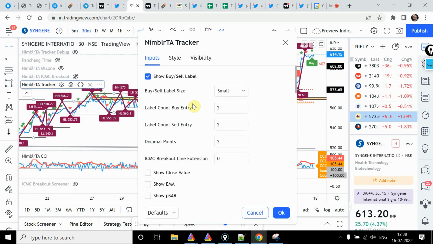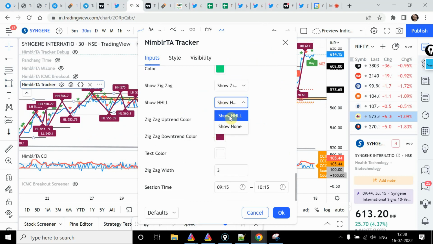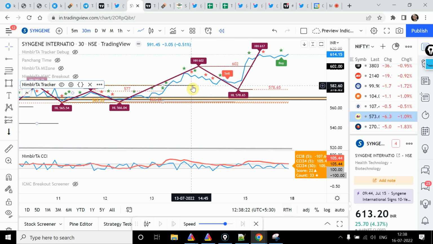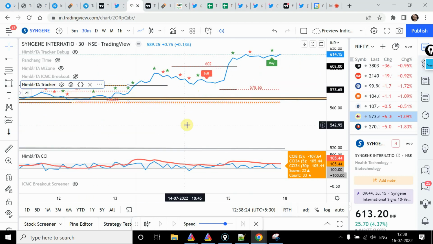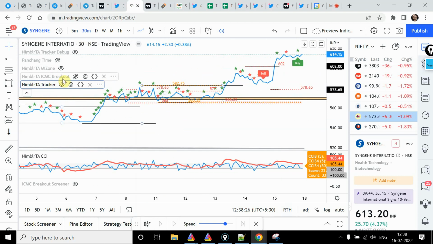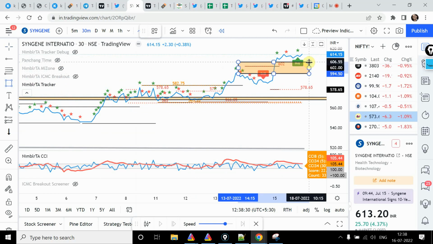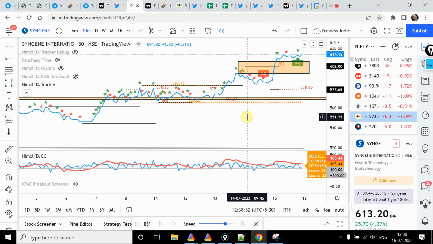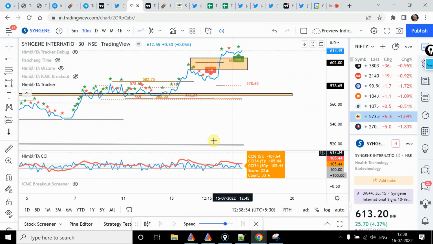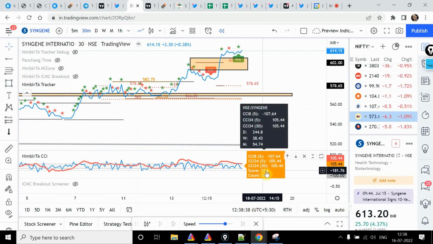Let me disable zigzag. It is too much information. I don't want that at this moment. So now if you see over here, I am on the 30 minutes chart. So I again see there's a no overlap over here, which has actually happened, right? And on the positional side, I can see that the score has been increasing. It is 22. After 24, it will reach green health, right?